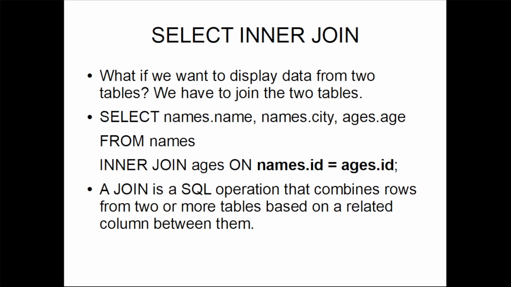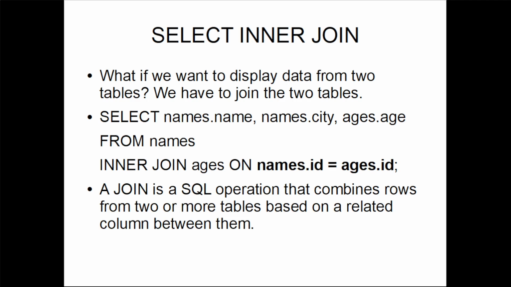To combine data from both tables in a single query, you write: select names.name, names.city, ages.age from names inner join ages on names.id equals ages.id. Go ahead, type this query into your SQL editor and run it.